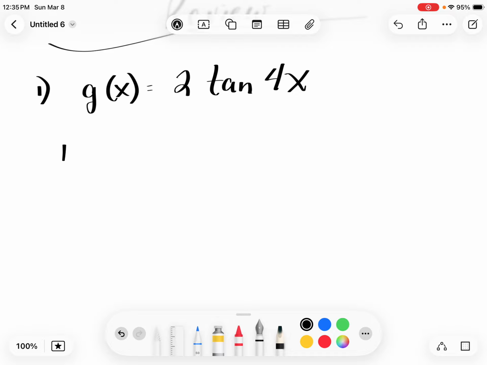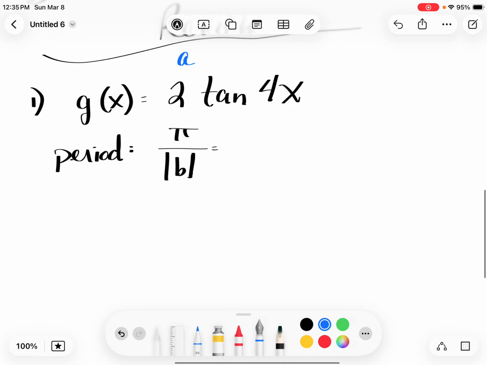First thing is I'm going to find the period, and the period for a tangent is pi over the absolute value of b. All that means is, in case that number is negative, it'll always turn into a positive. So the number that's in the b spot, and I'm going to put it above there again. Remember, it's a, and then it's tangent of bx, and then we shift it left or right or up or down from there. So the number is 4, so pi over 4 is my period.